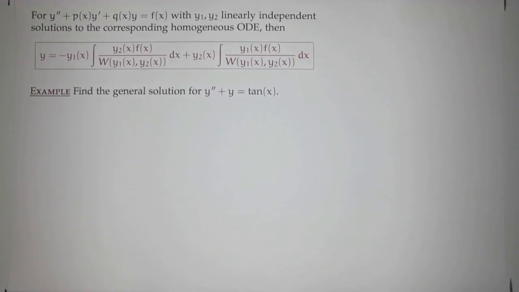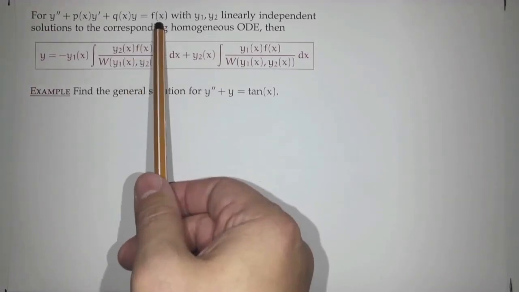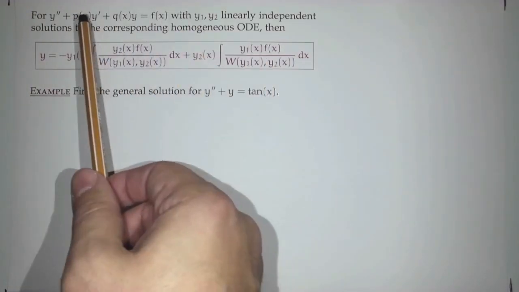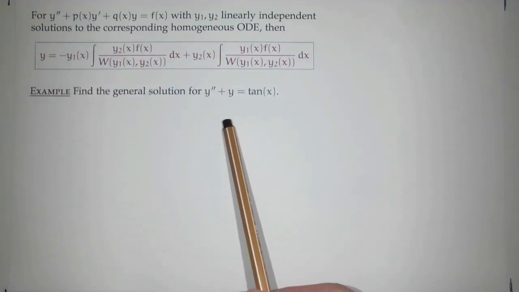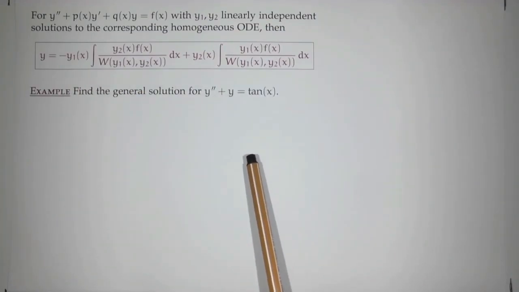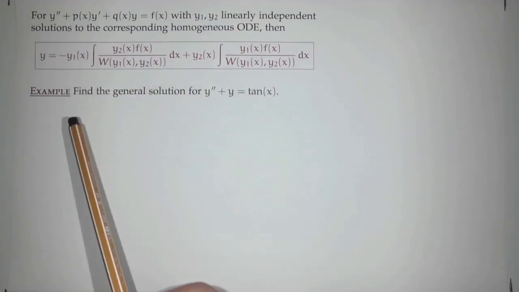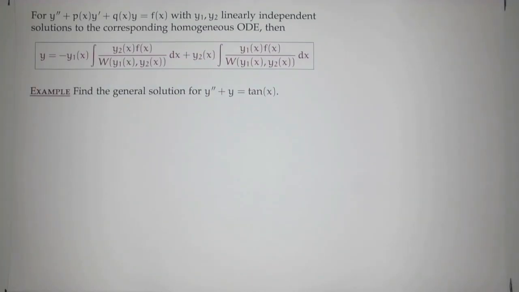Now, as you stare at this for a second, you might say, hey, I see where f of x is showing up. Where do p of x and q of x show up in this formula? I don't see any p of x and q of x. So where are they? Someone has said, it's inside the solutions y1 and y2. And that's where they are, because p of x and q of x influence what y1 and y2 are, and so that's how they show up in the answer.